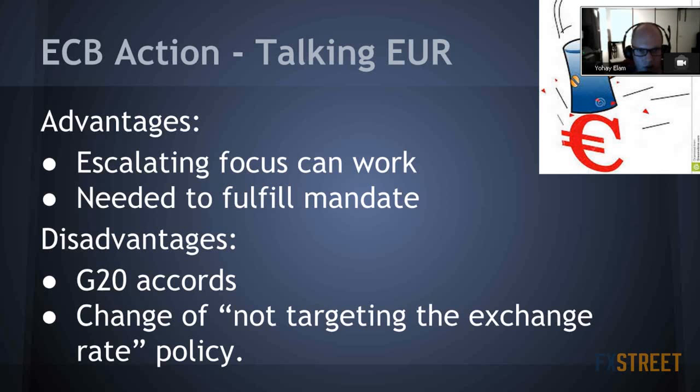The second option is trying to talk down the euro. If Draghi warns more and more and escalates his talk, it can work. It can push the euro down because he has a huge impact on the value of the euro. And he could say it's needed to fulfill the mandate of the ECB, which is price stability. However, the Eurozone's member countries are tied to the G20 accords, international agreements, which means you don't intentionally suppress the value of your currency. You don't do a beggar-thy-neighbor policy.